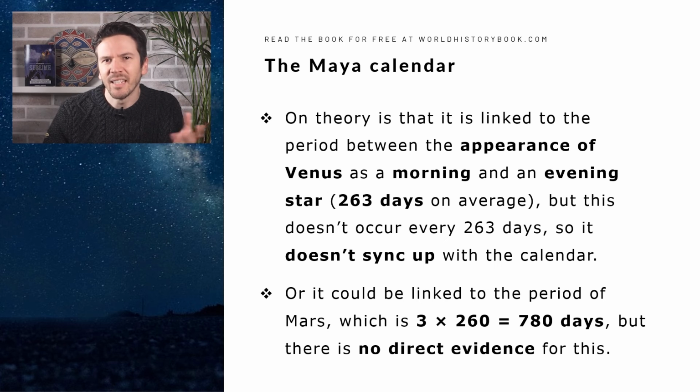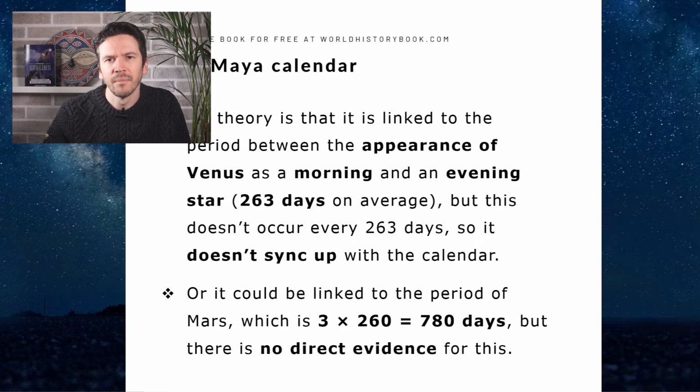One theory is that it is linked to the period between the appearance of Venus as a morning star and an evening star, which is about 260 days. But this pattern doesn't recur every 260 days, so it doesn't sync up with the calendar at all. Others believe that it might be linked to the period of Mars, which happens to be 3 times 260 days, is 780 days. This would actually work, but there's no actual evidence for this. And there are many other theories, but none of them, as I said, are very convincing.